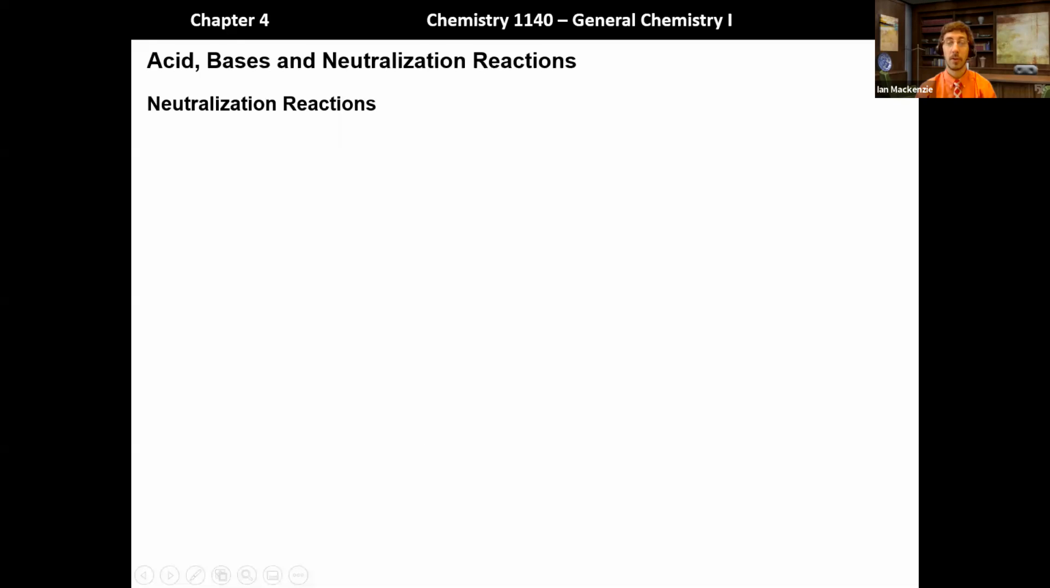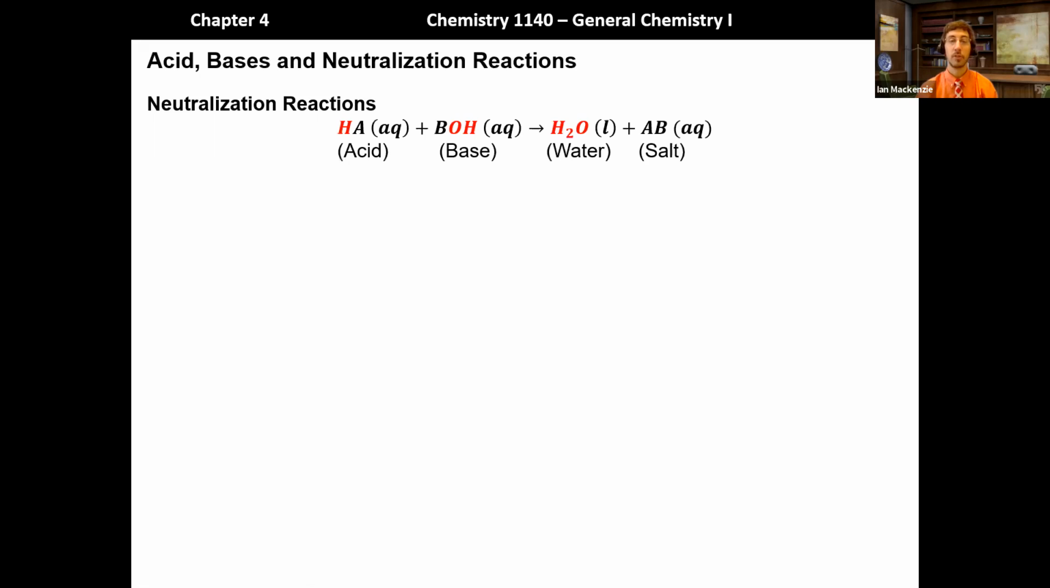Okay, so we've talked about complete ionic equations, net ionic equations. Now it's time to give a little bit more definition to acids and bases and the subsequent reactions between them that are known as neutralization reactions. So a generic neutralization reaction is shown here, where we have a generic acid on the left and a base. And they react to form water and some ionic compound, which we refer to as a salt.